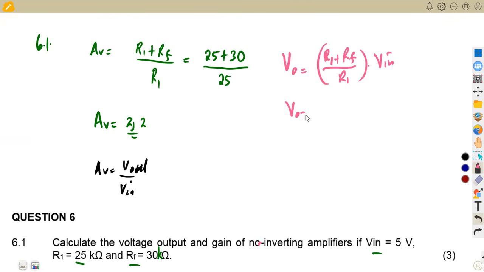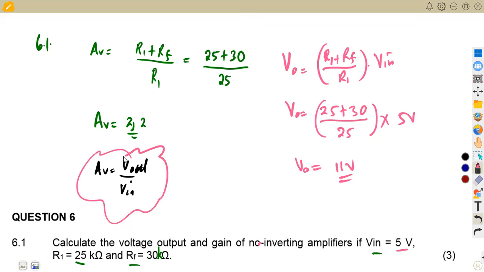So we substitute 25 plus 30, because these are all in kilo ohms, so there's no need for us to write 25,000 and 30,000. Yes, you can do that, but they are all in kilo ohms. Divided by 25 in this case, times V in, our input voltage, which is 5 volts. So that is going to give us a V out of 11 volts if we simplify properly.